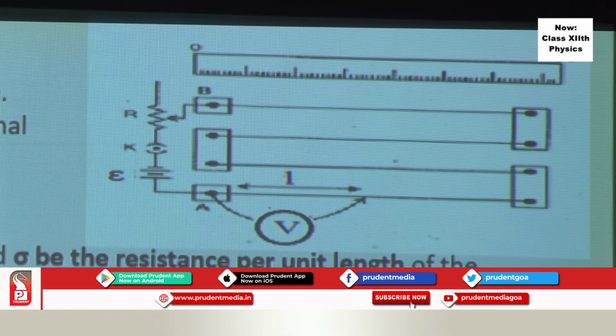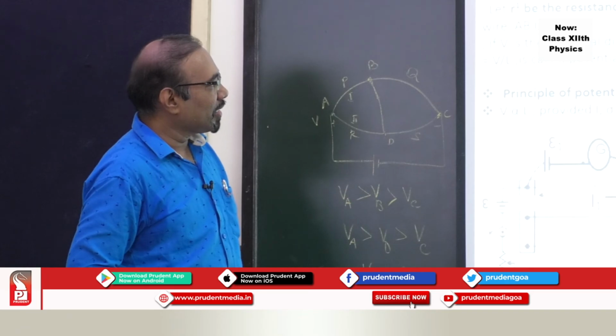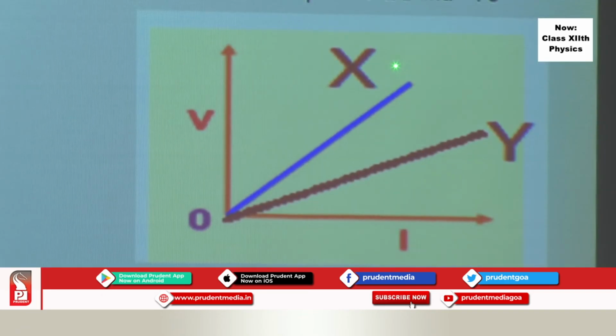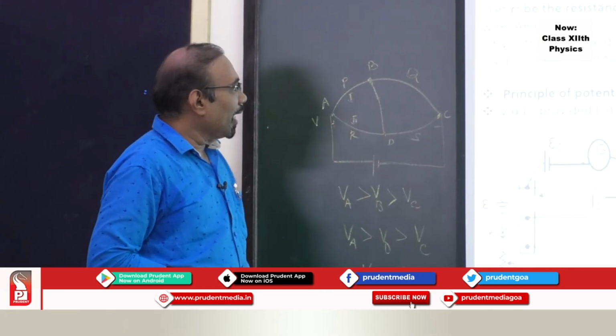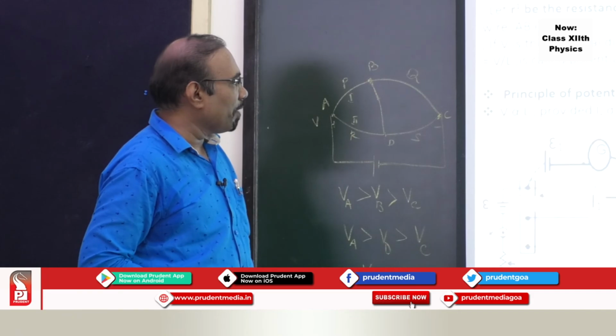If you have 2 different potentiometers and plot a graph for this, the slope gives you the potential gradient. These are the 2 different potentiometers. You can compare their slopes and see which has the greater potential gradient. You can easily answer questions based on this if you know this graph plotted as V versus L.